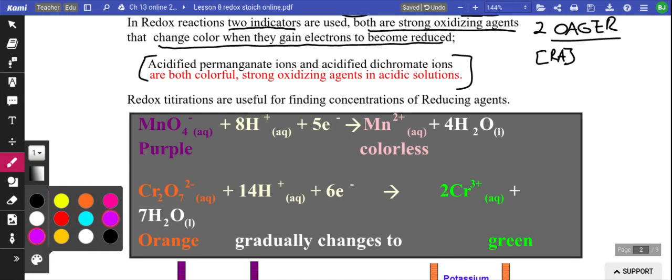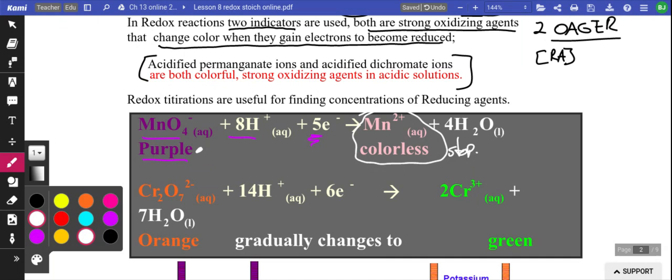So permanganate is purple. It's purple anyway, but in an acidic solution, it can gain electrons and then switch to its colorless form. And I put it as pale pink because usually what happens is it turns colorless, and then you always add one extra drop of this guy, and then you get a very pale pink color when you're done the titration and you stop.